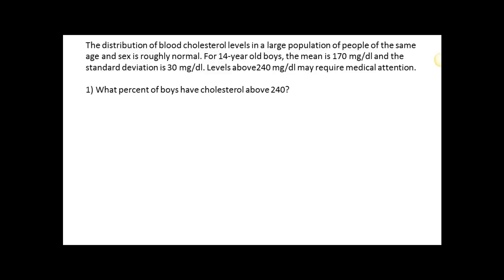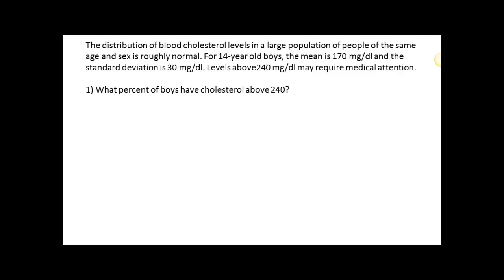I'm going to demonstrate how to do a normal probability calculation problem. So the first problem says the distribution of blood cholesterol levels in a large population of people of the same age and sex is roughly normal. For 14-year-old boys, the mean is 170 milligrams per deciliter, and the standard deviation is 30 milligrams per deciliter. Levels above 240 may require medical attention. So they want to know what percent of boys have cholesterol above 240.